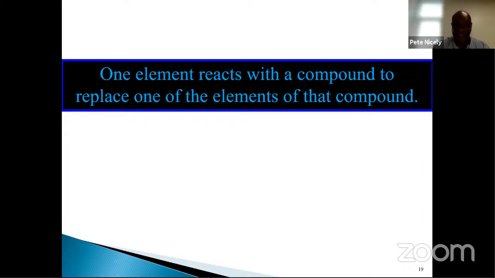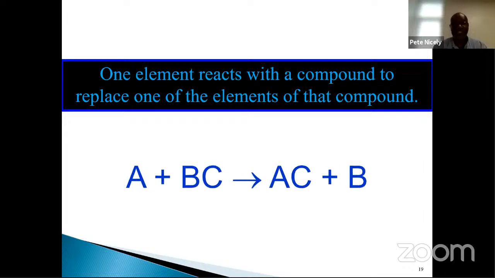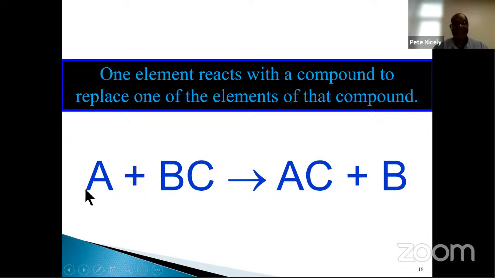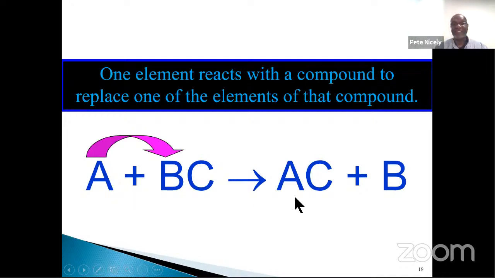elements of that compound. So in other words, if we look at it hypothetically, let's say A is an element reacting with this compound BC, where B or C is an element, then what will happen in this case is that the A will displace the B, right, by combining with the C, and you end up with your products on this side here, all right? So that's what happens in a single displacement reaction. You have one element replacing another, and you're going to end up with new products being formed as a result.